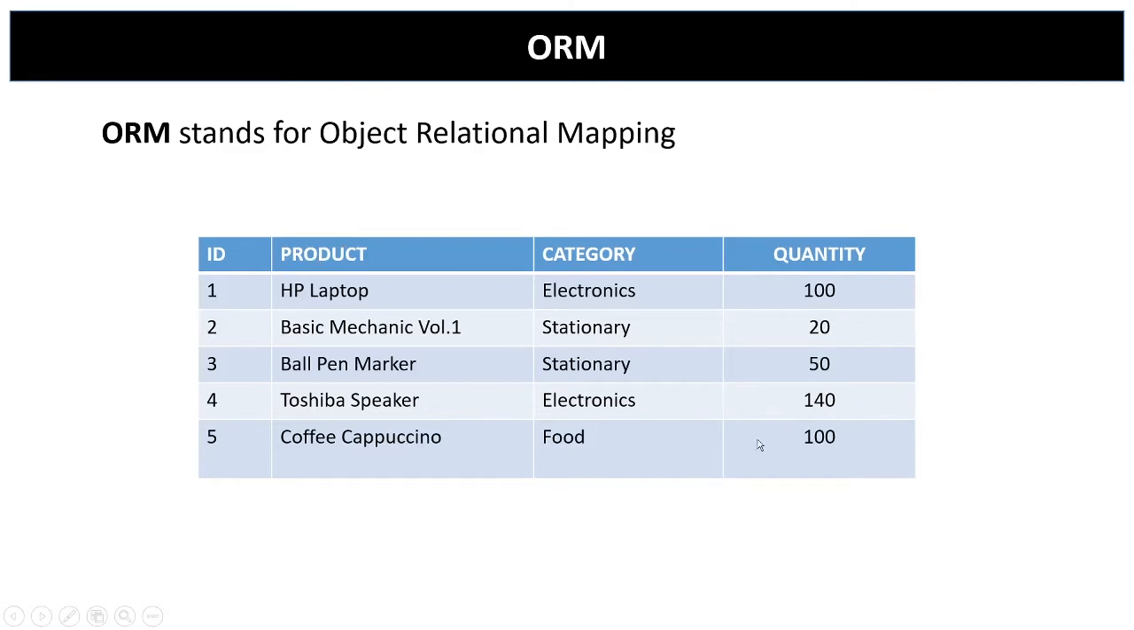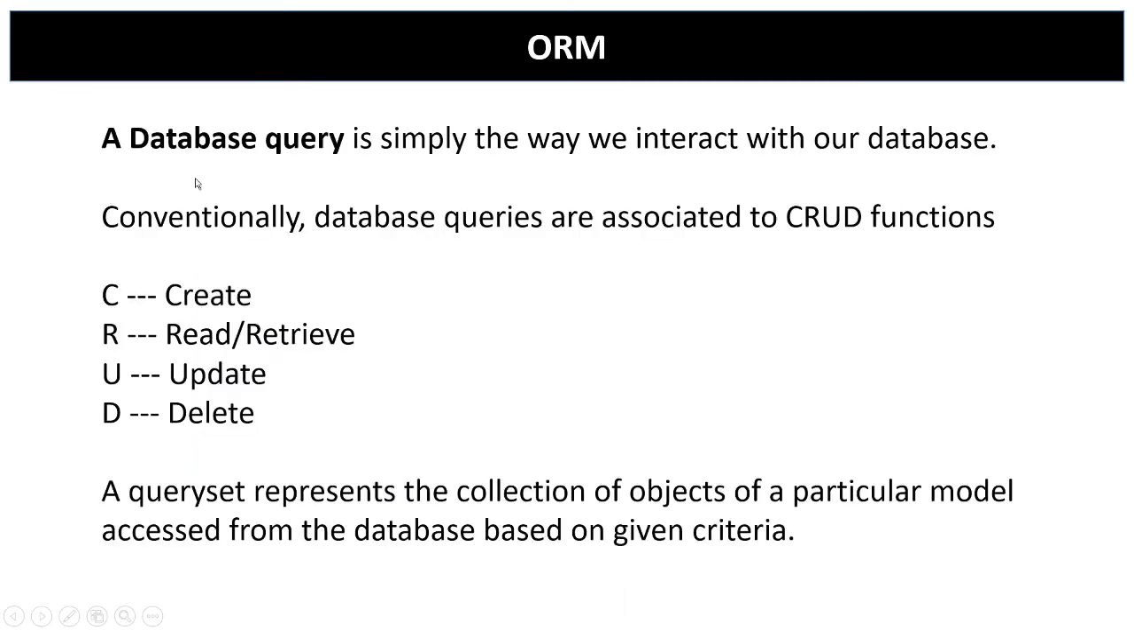So there's some kind of mapping, or some kind of relationship between the objects, and Django has a way of mapping it for us. So let's say we have these products within our database, and we have these categories and these quantities. We are most likely going to make a database query, and a database query is simply the way we interact with our database.